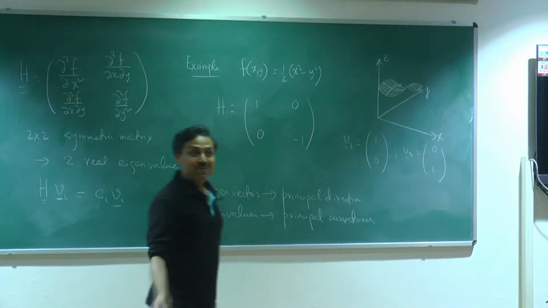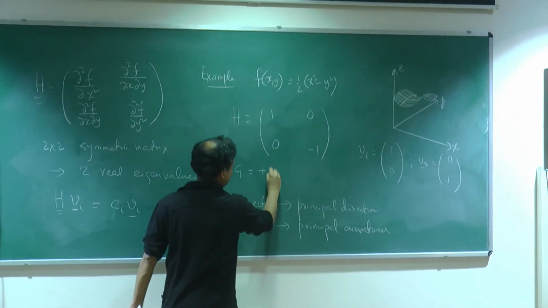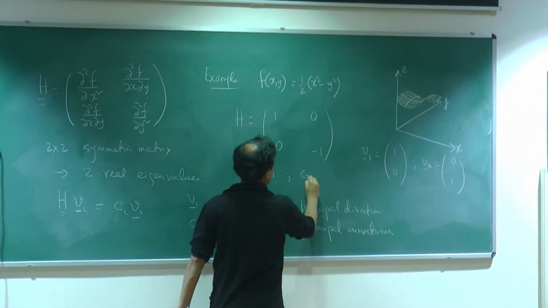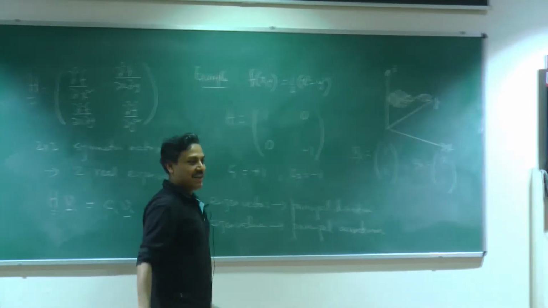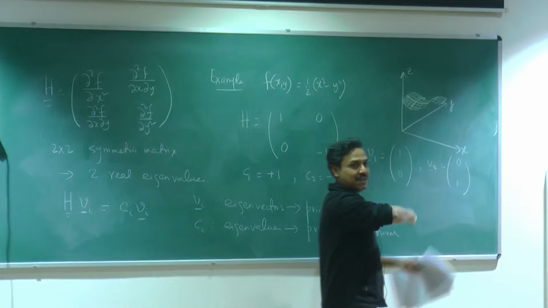And what are the eigenvalues? 1 and minus 1. Thank you. C1 is plus 1, C2 is equal to minus 1. The plus 1 is along, as I said, the x-axis.